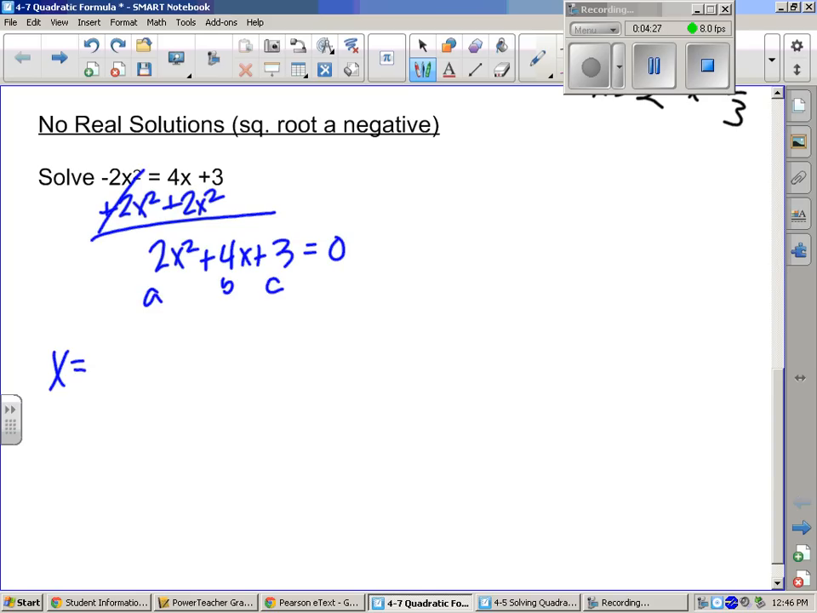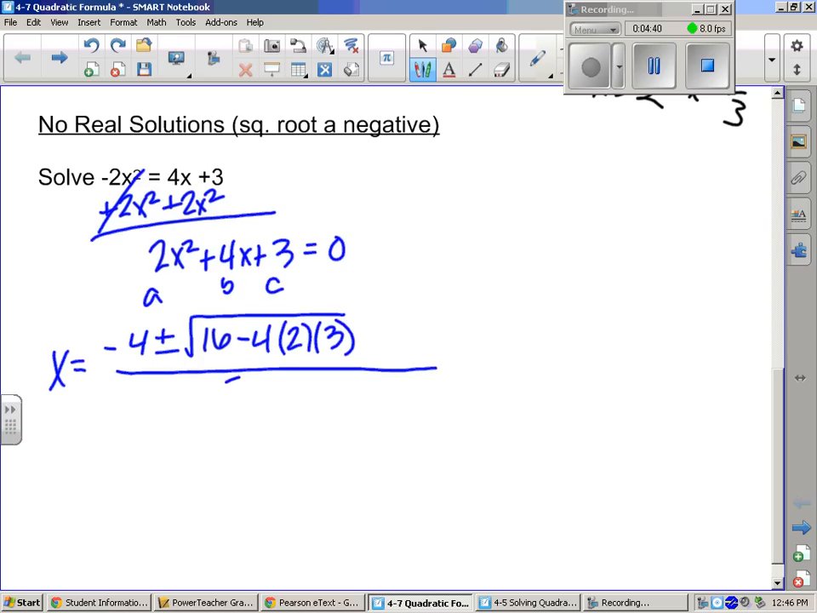Plugging it into the formula, opposite of B, so we'll say negative 4 plus or minus the square root of B squared, so that's going to give me 16 minus 4 times A times C, and then it's all going to be divided by 2 times A. I see you're using the parentheses correctly. Thank you. Nice job there.